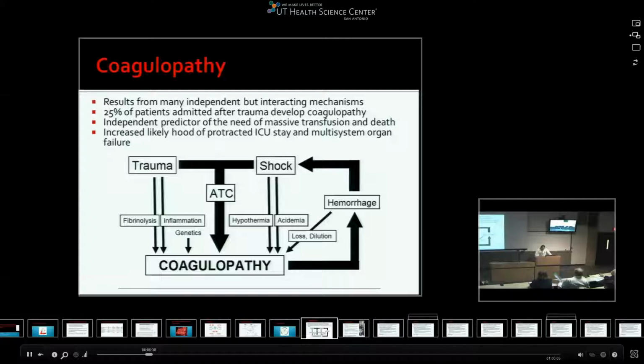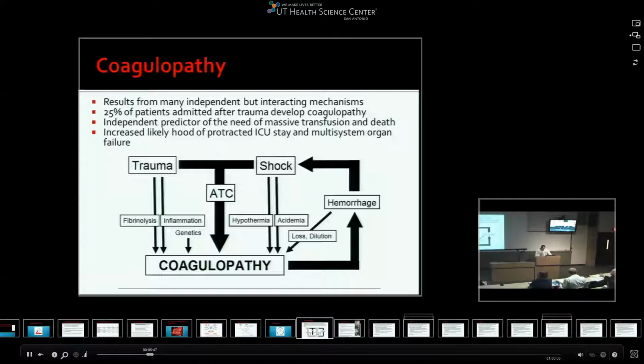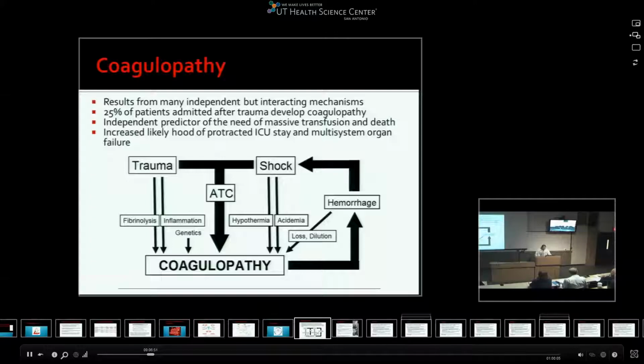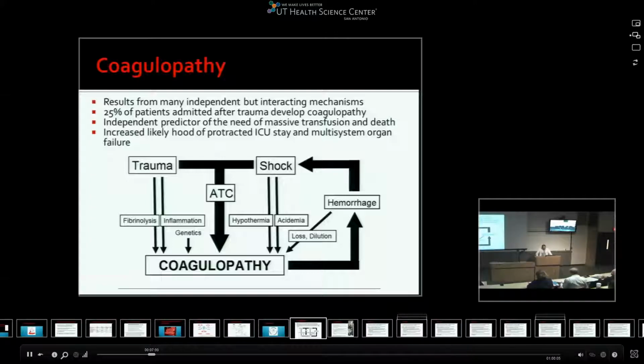Coagulopathy results from mainly independent interacting mechanisms thought to be a result of the combination effect of acidosis, hypothermia, hemodilution, and loss of coagulation factors with continued bleeding and consumption. Additionally, the literature has recently talked a lot about acute trauma coagulopathy, which is a new coagulopathy that occurs early in the resuscitation phase.